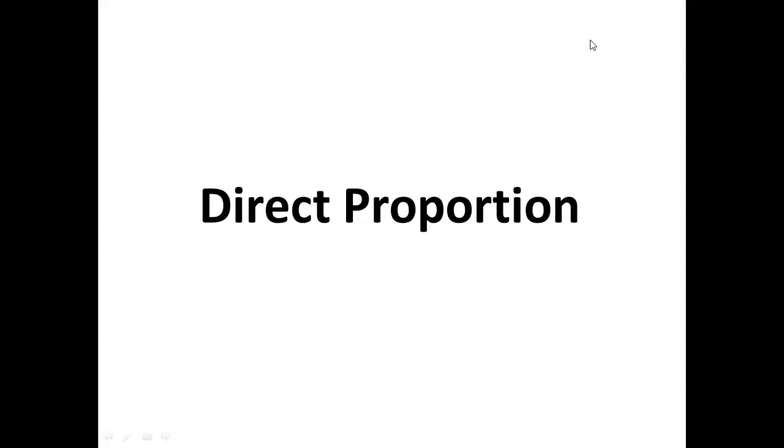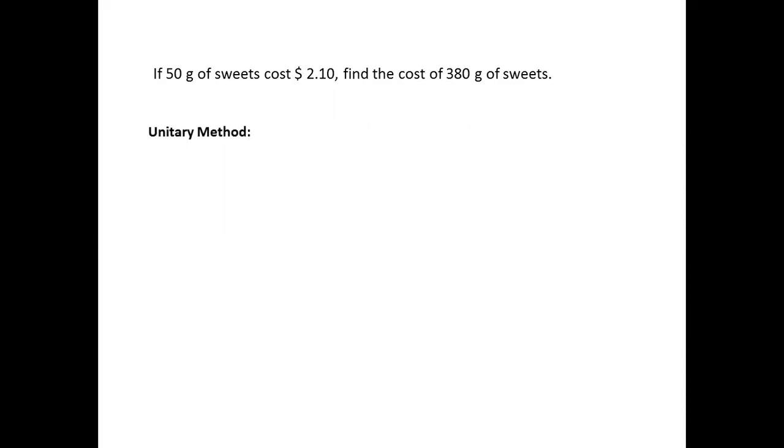In today's session, we will be discussing some introductory problems about direct proportion. Let's begin. For the first problem, if 50 grams of sweets cost $2.10, find the cost of 380 grams of sweets. For problems like this, we can solve this using the unitary method or the proportion method. Let's first use the unitary method.